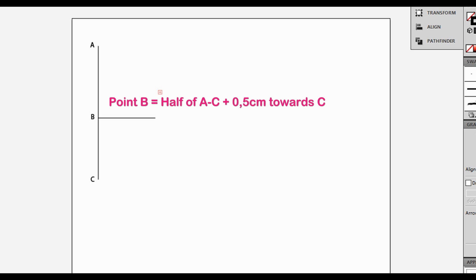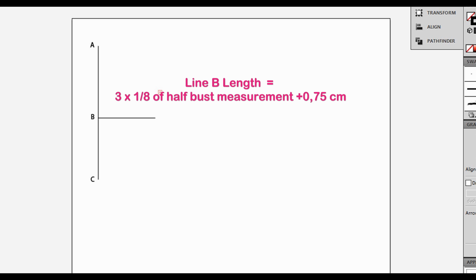Point B is half the length of A to C, plus 0.5 towards point C. My back length is 40, so my point B is 20.5 down from A. Then pull a straight line horizontally. The length for this line is 3 times 1/8 of half bust measurement plus 0.75 cm ease. Since my bust measurement is 91, my line length will be 17.85 cm.